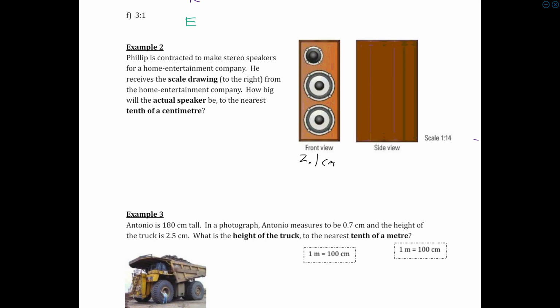Okay, on the top, the height is 5.5 centimeters. And the side view is, we'll say, 3.3 centimeters.